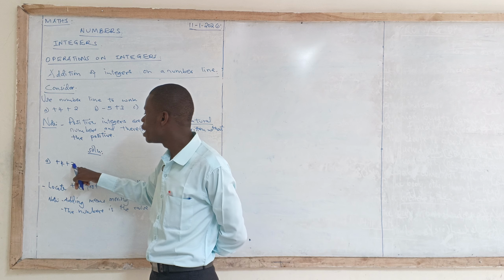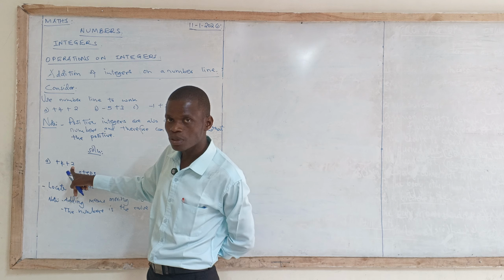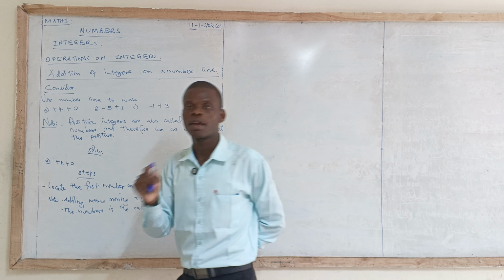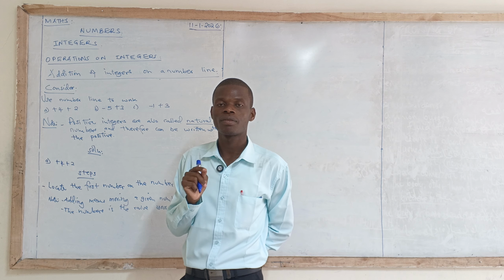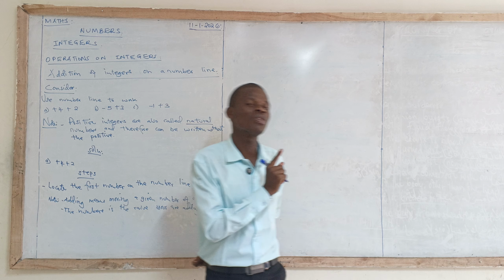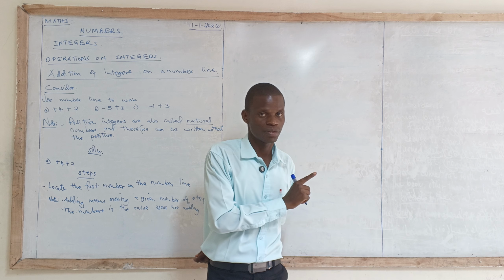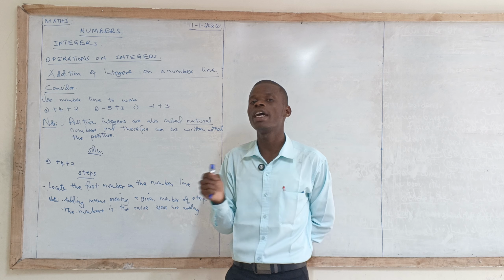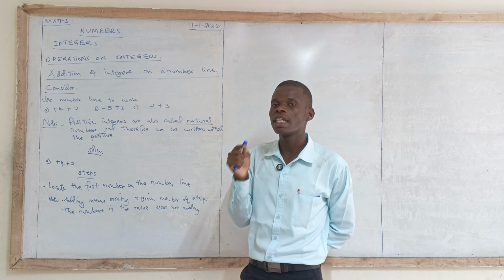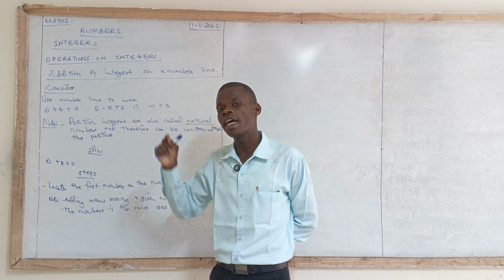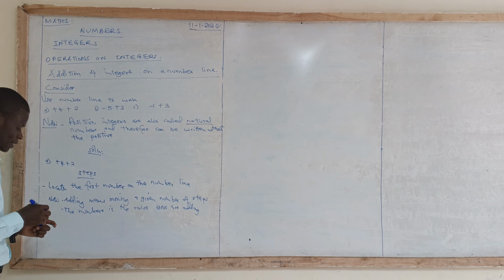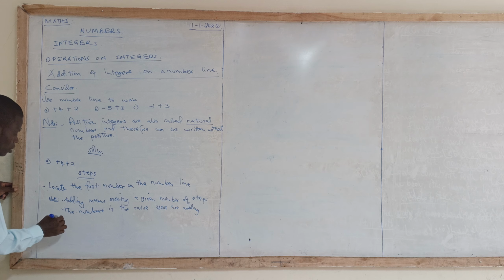Suppose I'm adding negative 2. I move how many steps? 2 steps. Direction left. Why? Because of the negative. Why will I move right? Because of the positive. So if I'm adding positive 2, I move 2 steps to the right. If I'm adding negative 2, I move 2 steps to the left. You need to understand that.